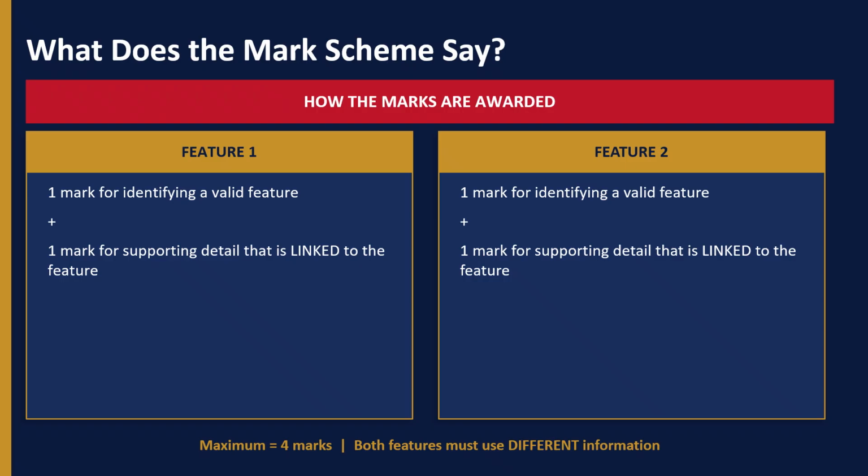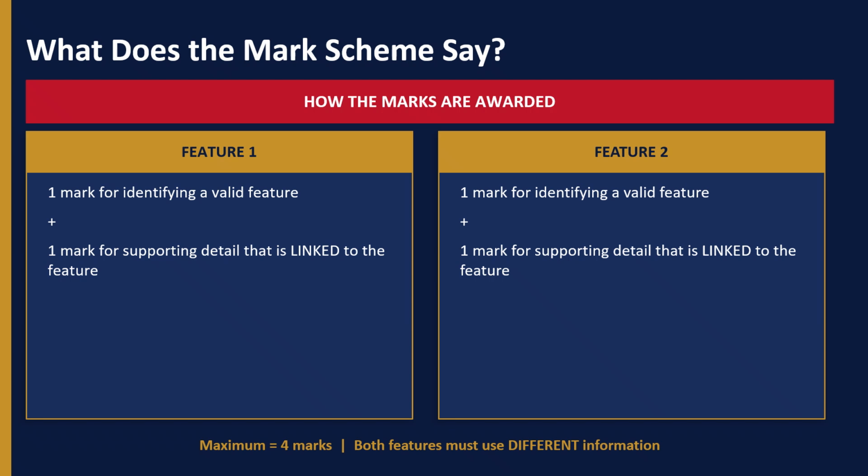So let's pick up from the mark scheme, because honestly, once you understand it, question 1a becomes one of the most predictable marks on the whole exam. You earn 1 mark for identifying a valid feature and 1 mark for giving precise supporting detail linked to that feature. You repeat that process twice for 2 different features. That gives you your 4 marks.